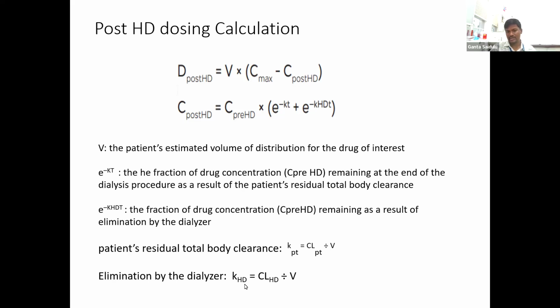The KPT and KHD values you have to calculate. You have to know the patient's total clearance and the volume of distribution to calculate the patient's residual total body clearance. And for elimination by the dialyzer, you have to know the clearance of the particular antibiotic by the dialysis machine and the volume of distribution in the HD patient.